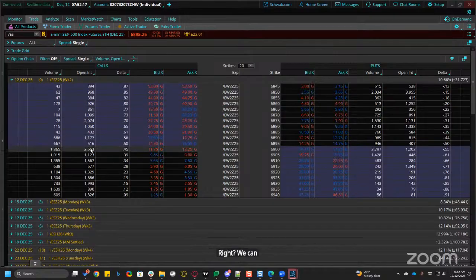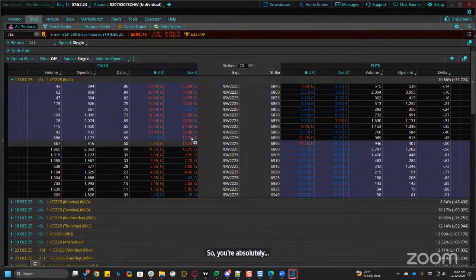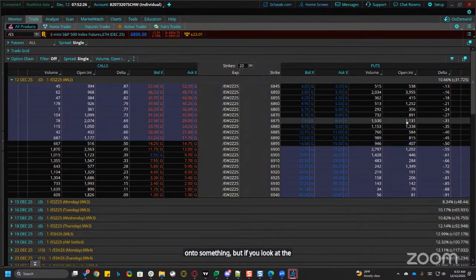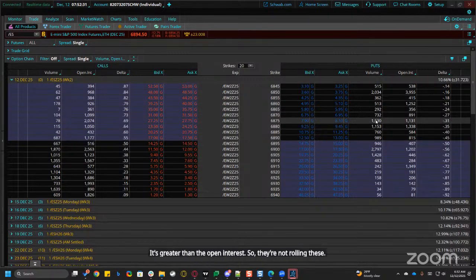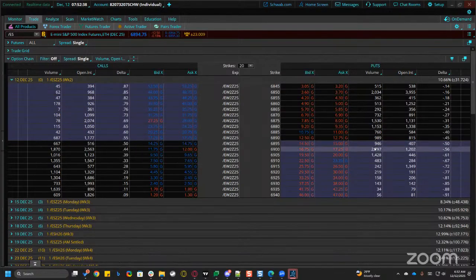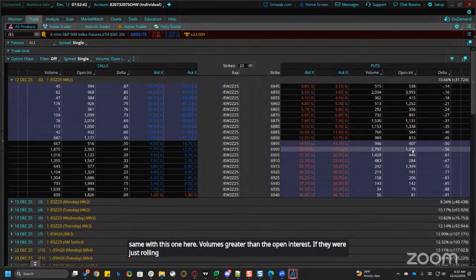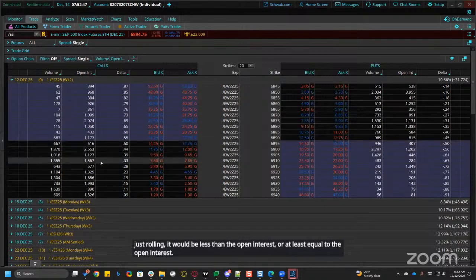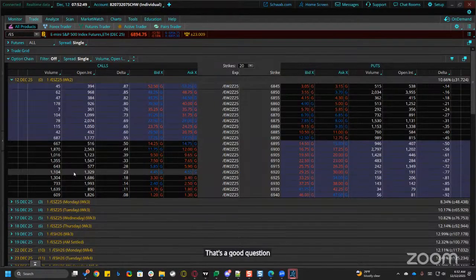We can see that the open interest is less than the volume being hit today. So you're absolutely onto something. But if you look at the volume on the puts, it's greater than the open interest. So they're not rolling these by itself because they've already exceeded how much the open interest was. Same with this one here. Volume's greater than the open interest. If they were just rolling, it would be less than the open interest, or at least equal to the open interest, right? So it's a really good question.